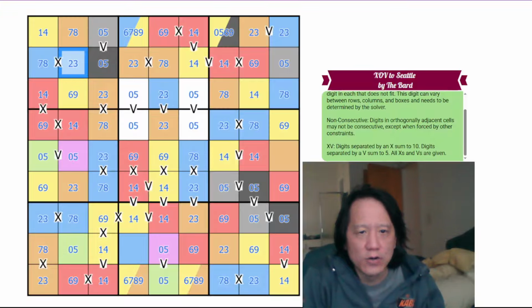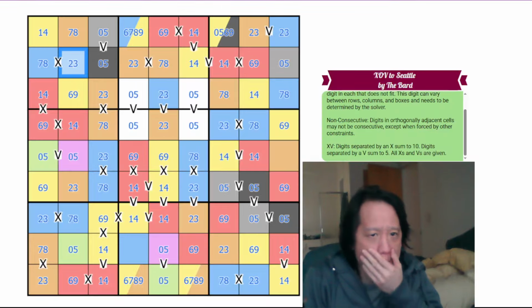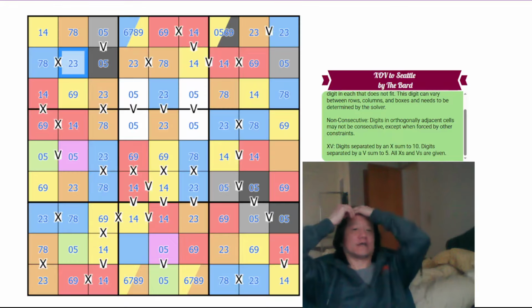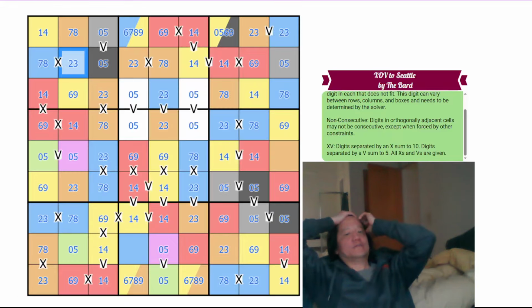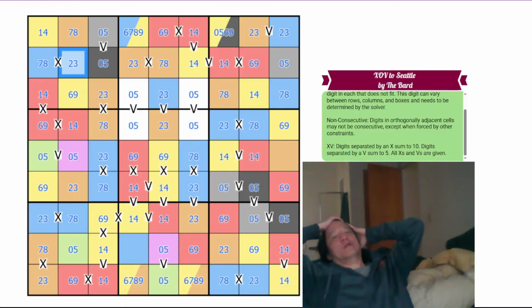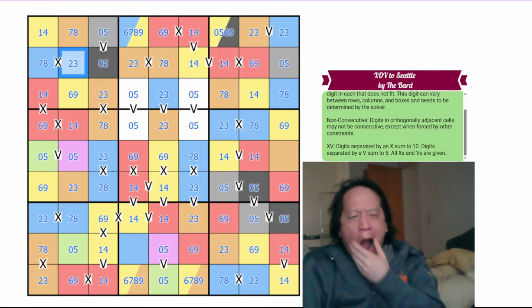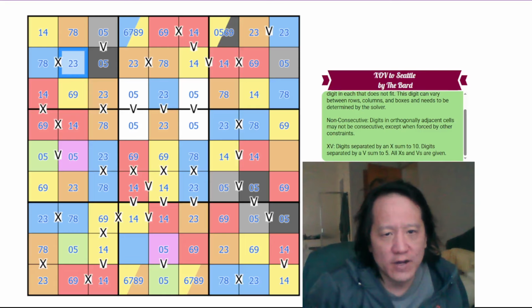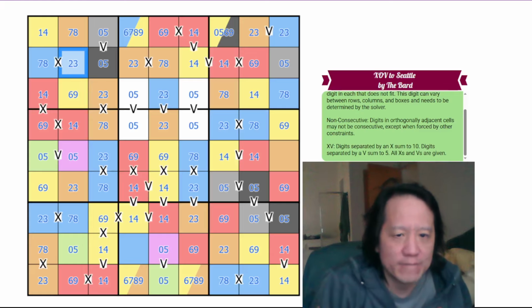High yellow and high blue. High yellow and high blue are not consecutive because they're next to each other. So low yellow and low blue are not consecutive either. Well, we already knew that.